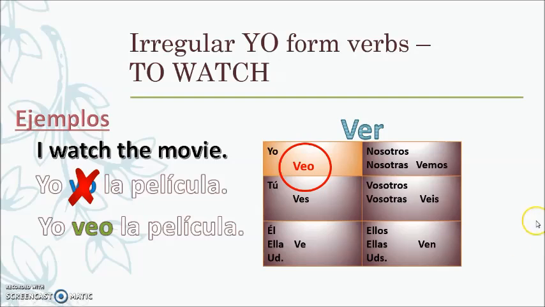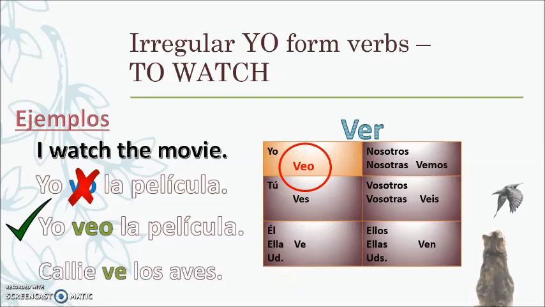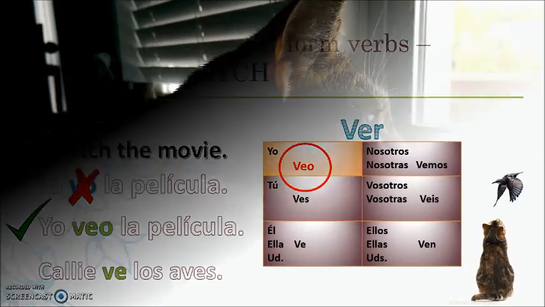But everything else, every other conjugation form is normal. So for example, I could say Callie ve los aves. Callie watches the birds.